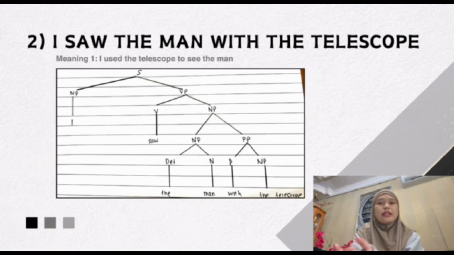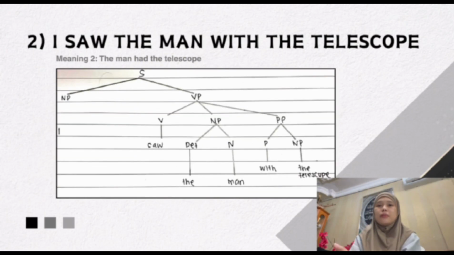This sentence is also ambiguous because the phrase "with the telescope" can attach to two different parts of the sentence. For the first meaning, I used the telescope to see the man. Here, "with the telescope" describes the action of seeing; it tells us how I saw the man. And in the diagram, "with the telescope" modifies the verb phrase.